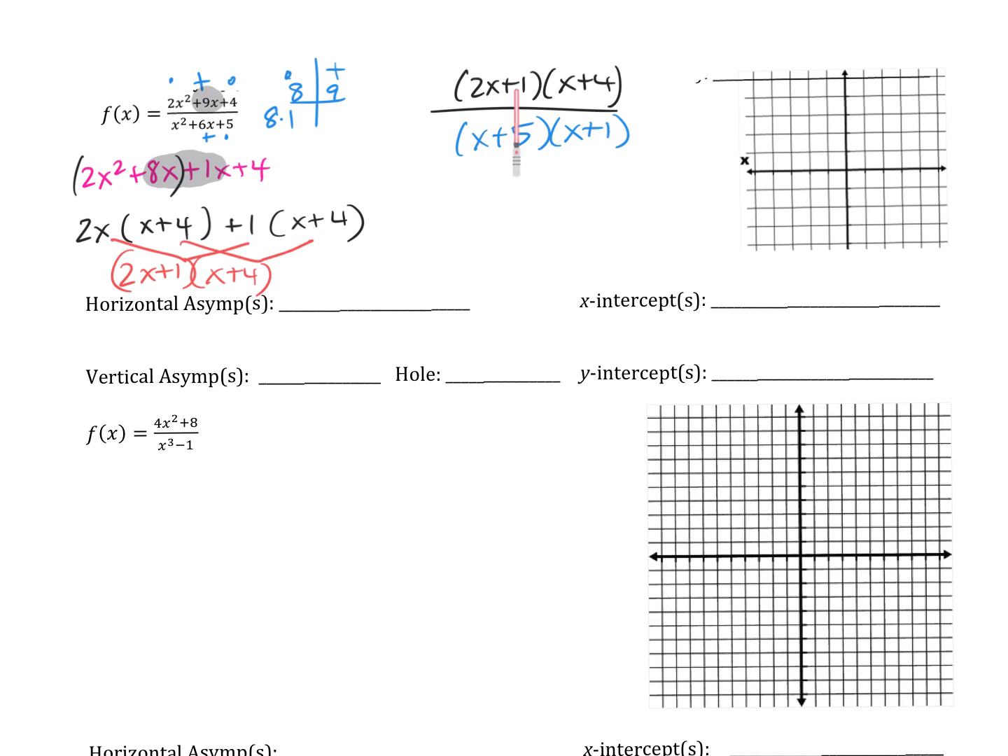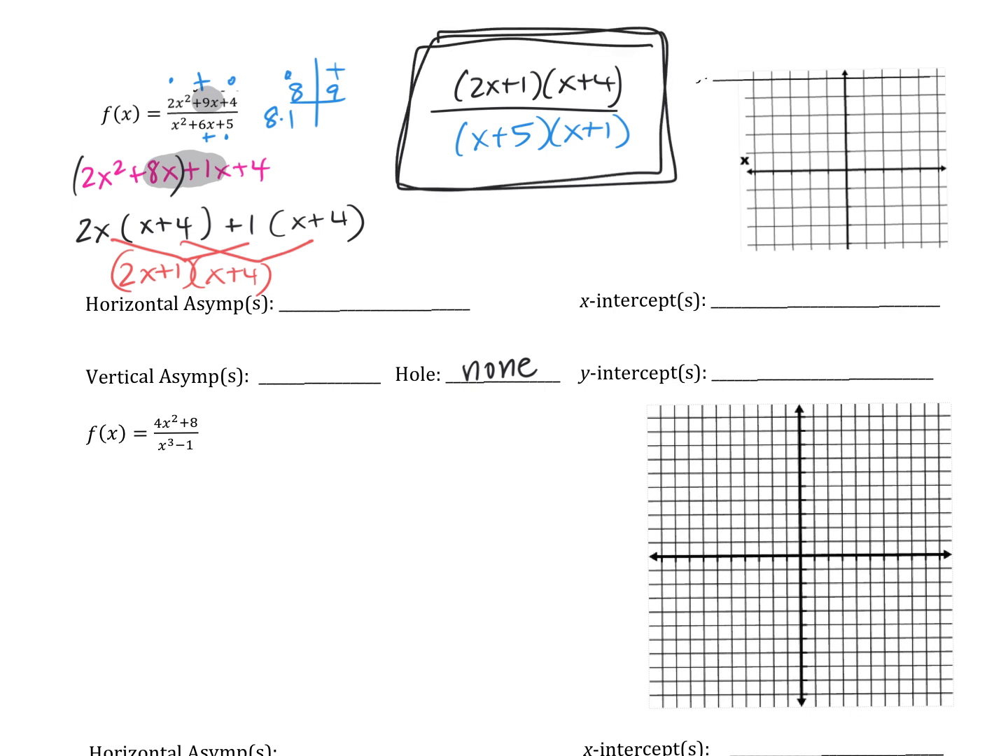Do we have any holes? No. So you guys, we literally just say none. There are no holes. That's fine. And this now is what we'll use to answer all of our questions. What are my vertical asymptotes going to be? When do the denominators equal 0? -5, -1. X equals -5. X equals -1. I'm going to go to my picture. I'm going to draw a vertical asymptote at -5 and a vertical asymptote at -1.